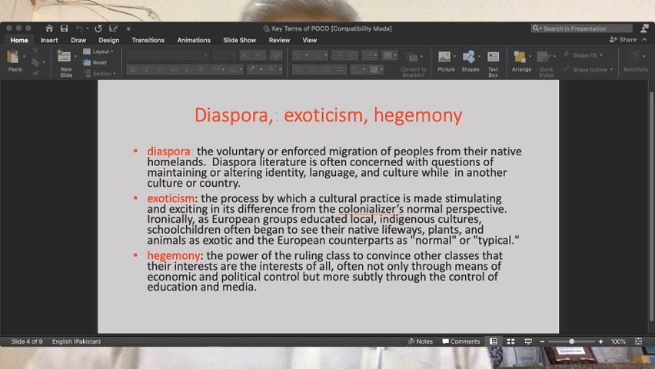Exoticism is the next term, the process by which a cultural practice is made stimulating and exciting in its difference from the colonizer's normal perspective. Ironically, as European groups educated local indigenous cultures, school children often began to see their native life ways, plants and animals as exotic, and the European counterparts as normal.